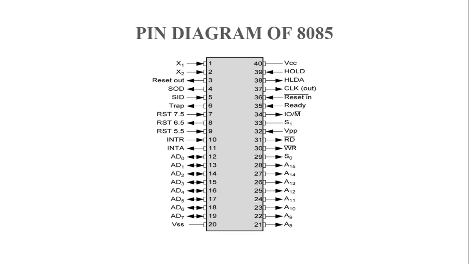Now going to the next topic, that is the pin diagram of microprocessor 8085. So in the pin diagram of microprocessor 8085, we get another feature: this microprocessor 8085 has 40 pins, and that's why microprocessor 8085 is a 40 pin IC. So in that 40 pin IC, one by one we will cover the different pins which are available with the microprocessor 8085.